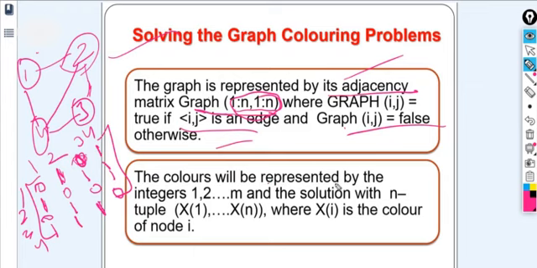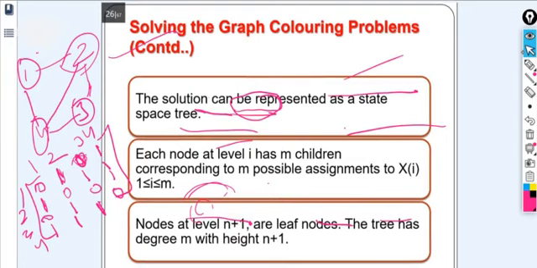Next step, we have to mark the colors with integer values, like color 1, color 2, color 3, and the solution with n tuples we have to mention like this: x in the form of x1. That means the first color you are filling here, right? Where xi is the color of node i. So second, you have to fill the color here.